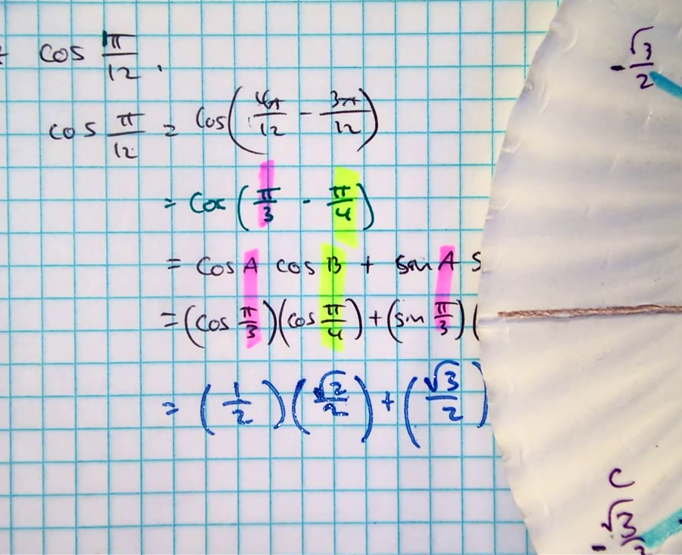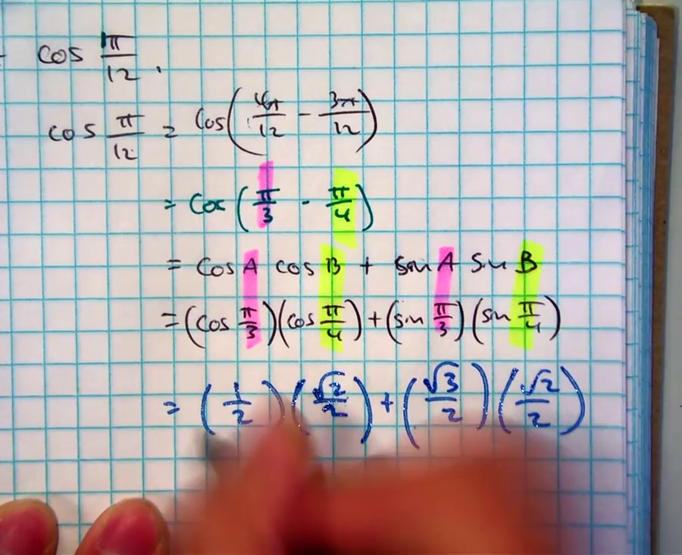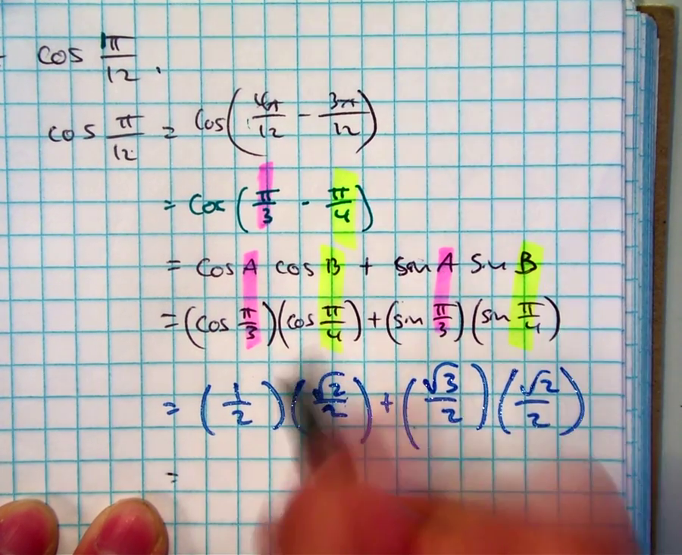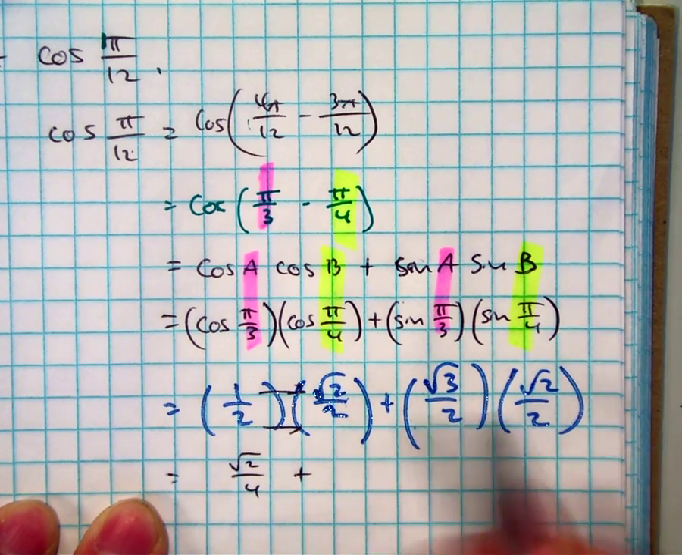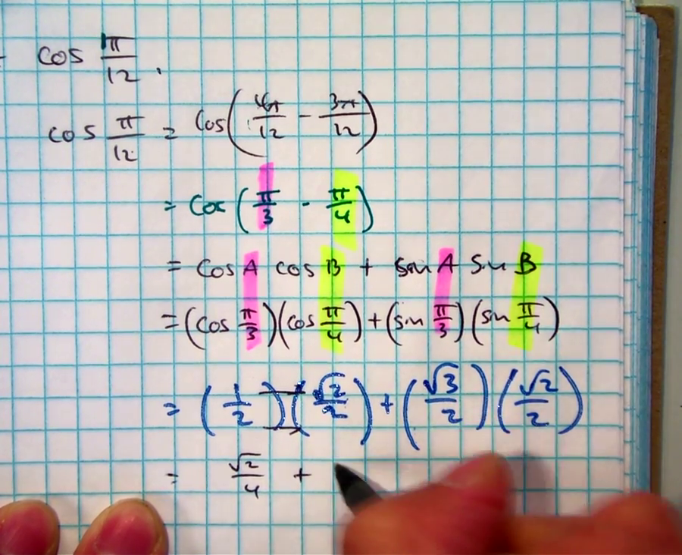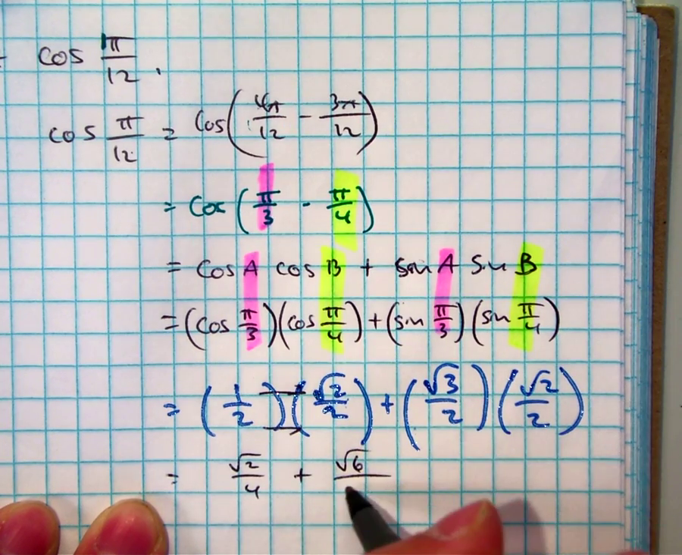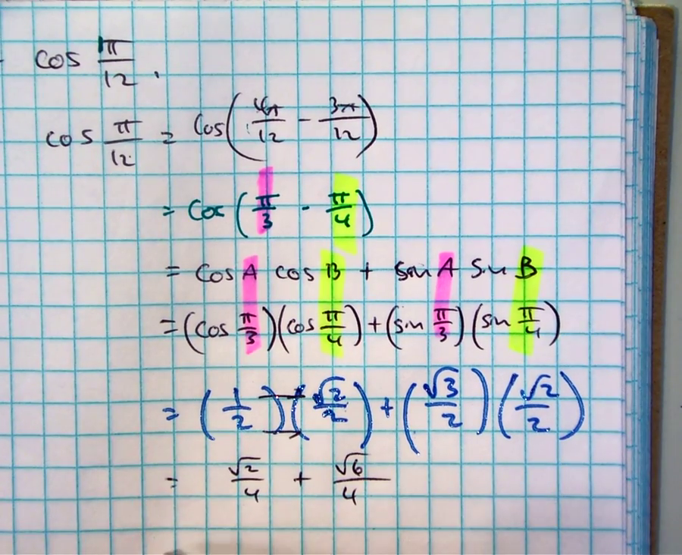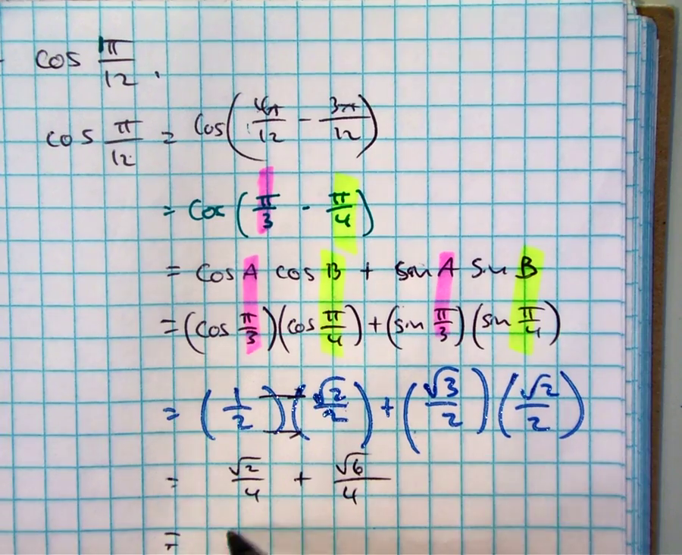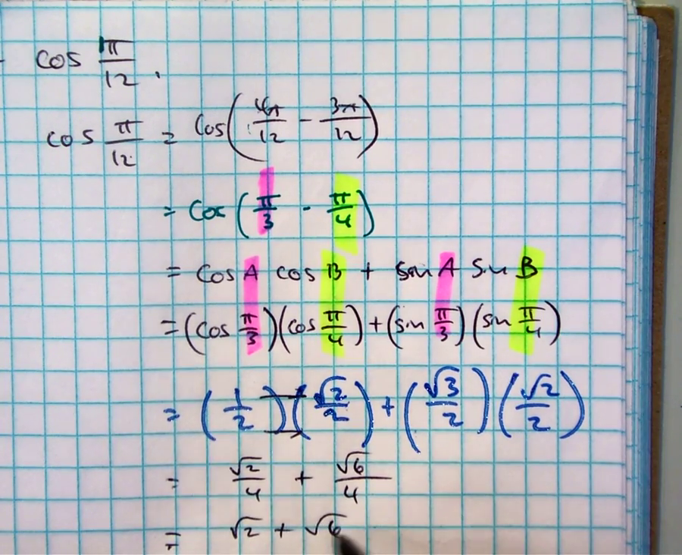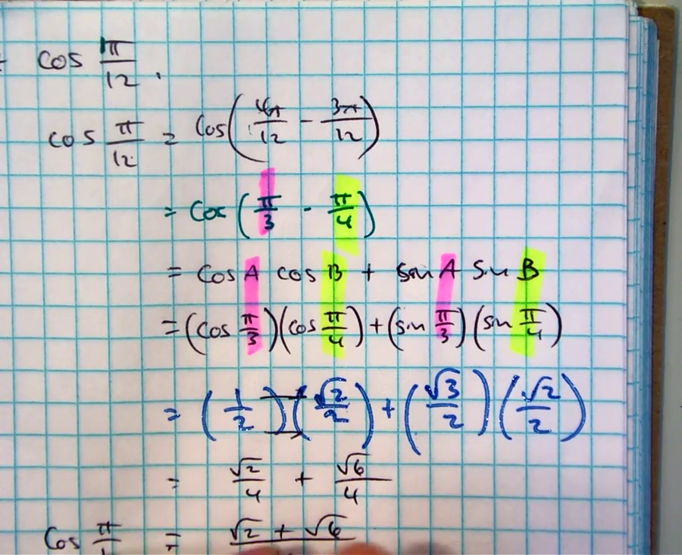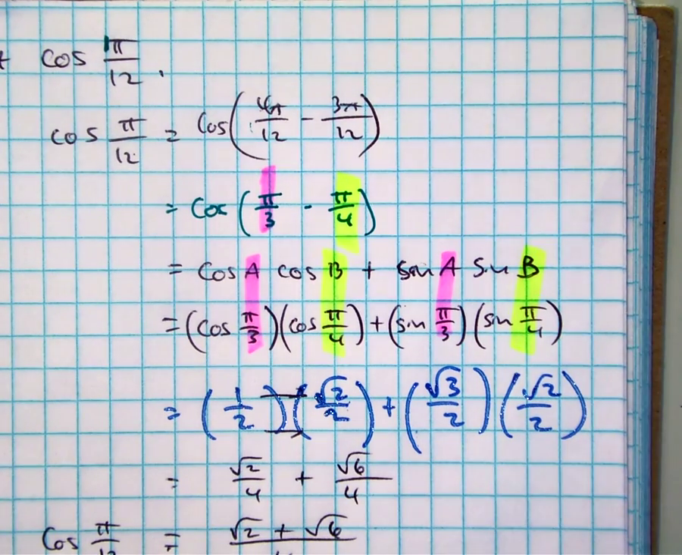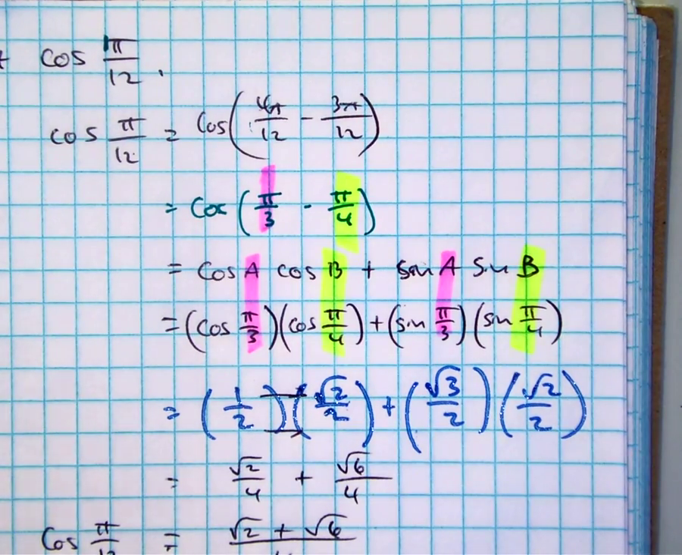Now we're just going to multiply across. Class, this becomes what? Radical 2 over 4. Radical 6 over 4. And I have a common denominator, so I can do radical 2 plus radical 6 over 4 equals cosine of pi over 12. Raise your hand if you got that as your answer.